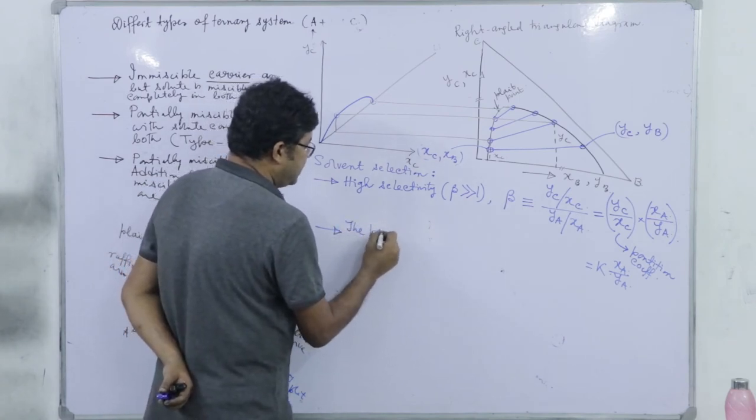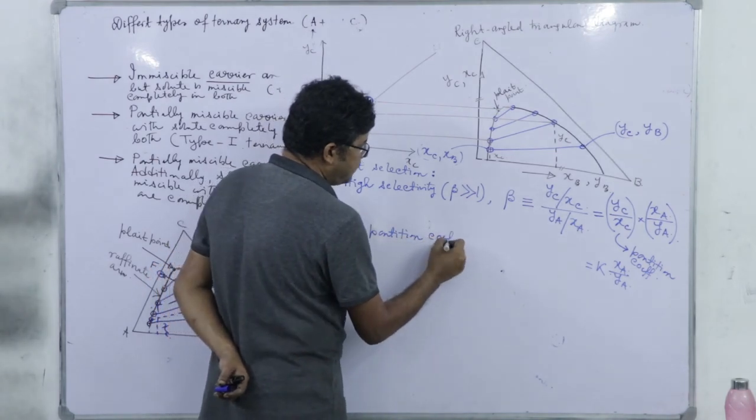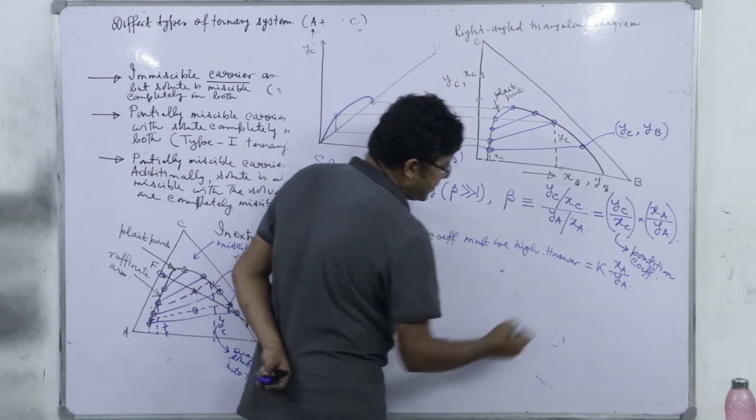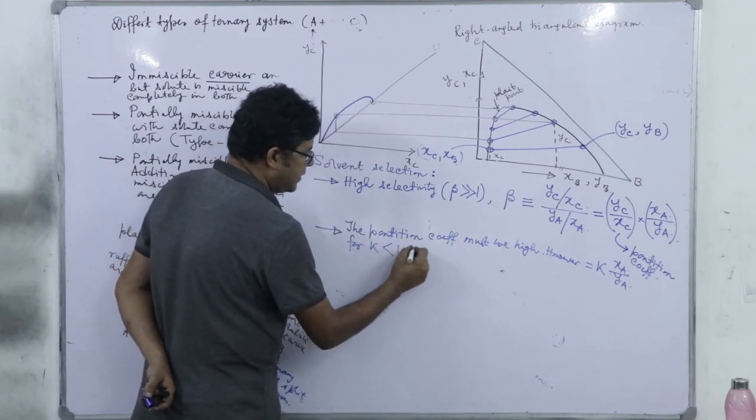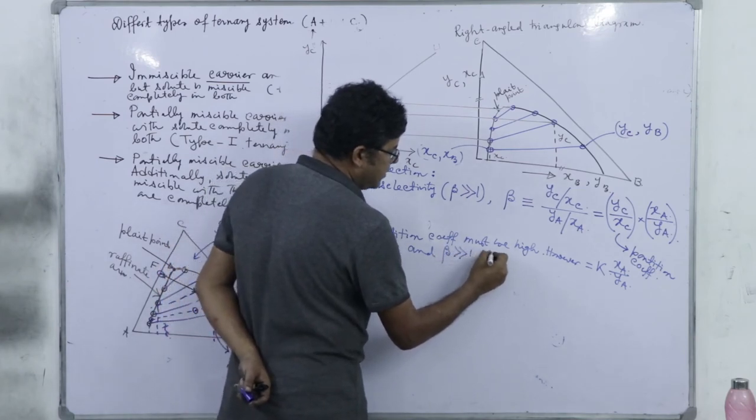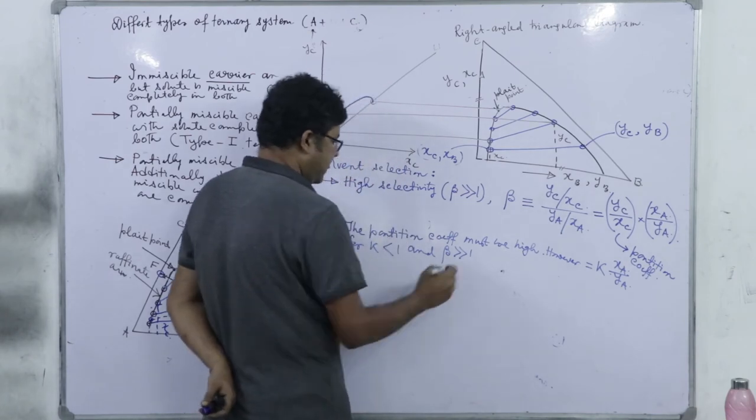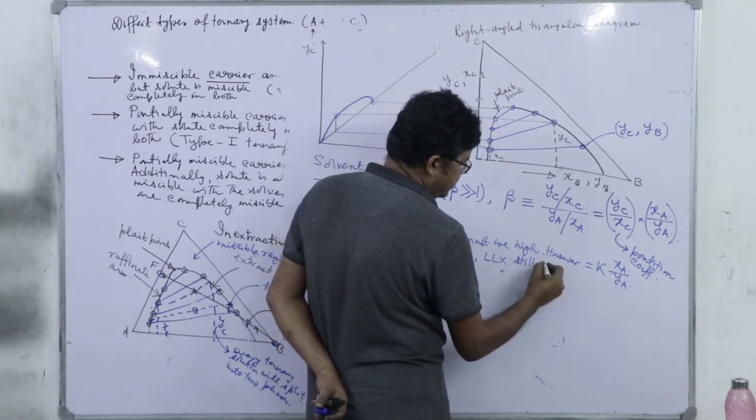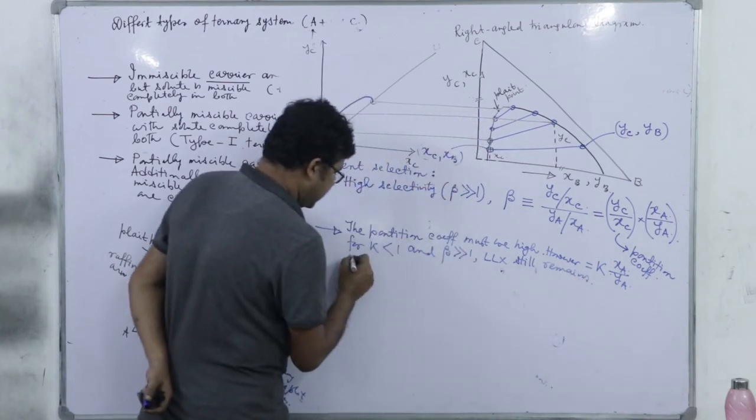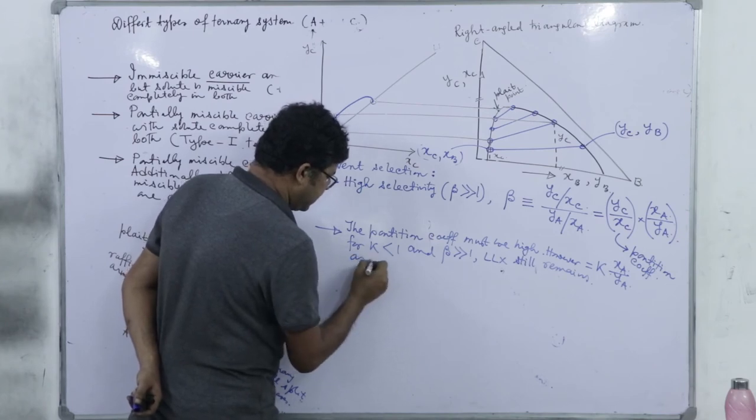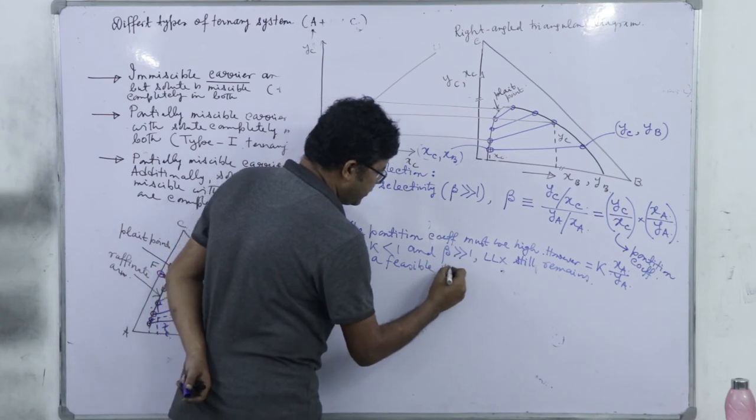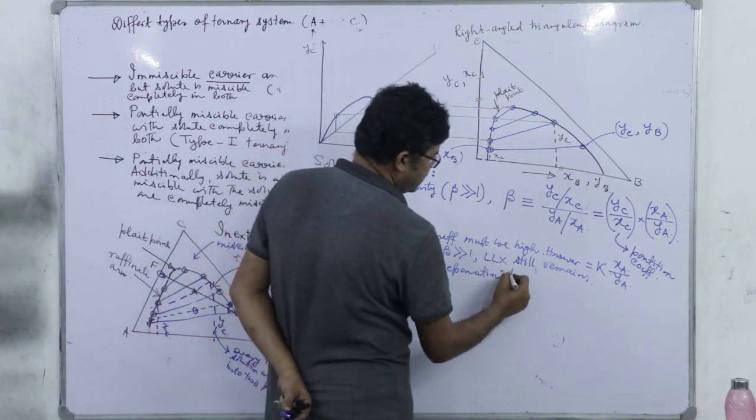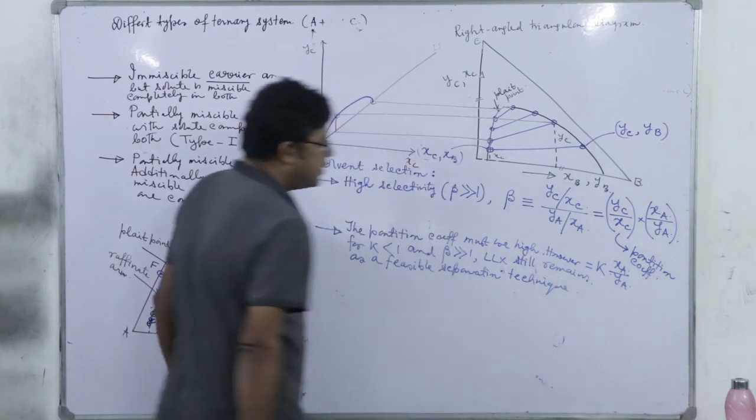The partition coefficient must be high. However, for K less than 1 and beta much greater than 1, LLX still remains a feasible separation technique. Right.